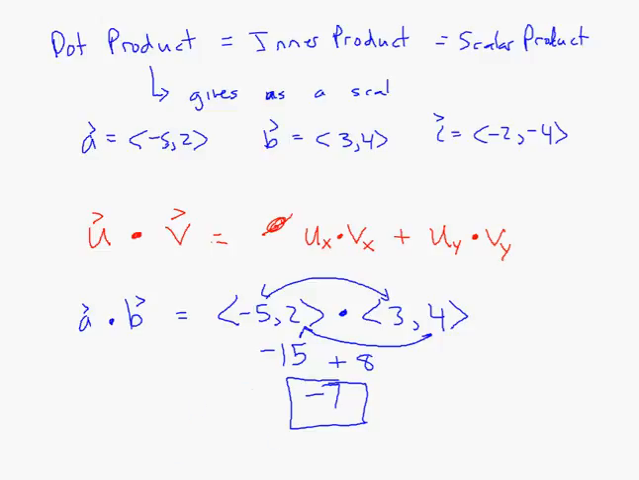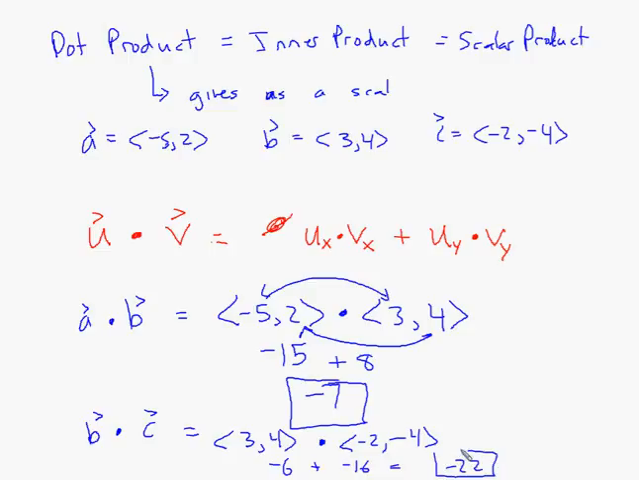Okay, so there's a dot product. Let's go ahead and do vector b dot vector c. So we're going to have 3, 4 dot negative 2, negative 4. So I'll get negative 6 plus negative 16, which is negative 22. That's my dot product. So remember, for dot product, you multiply your x's, you multiply your y's, and add. The answer is a scalar. When you do a dot product, you don't get another vector.